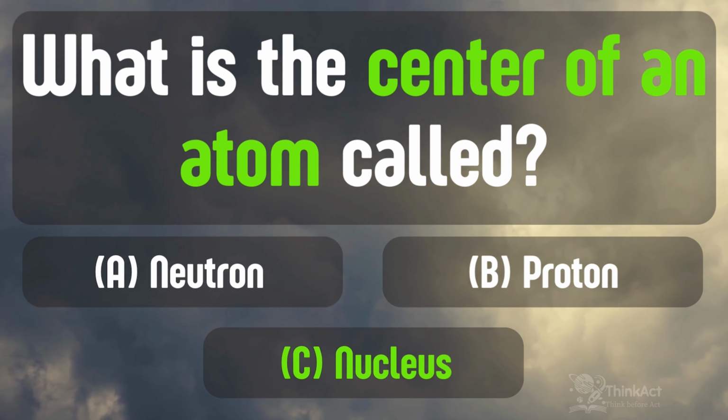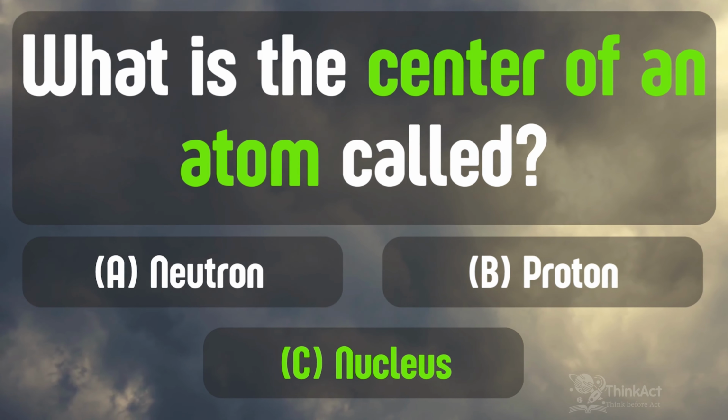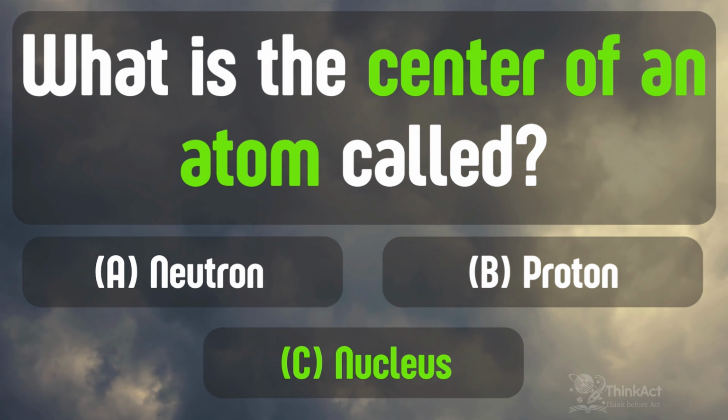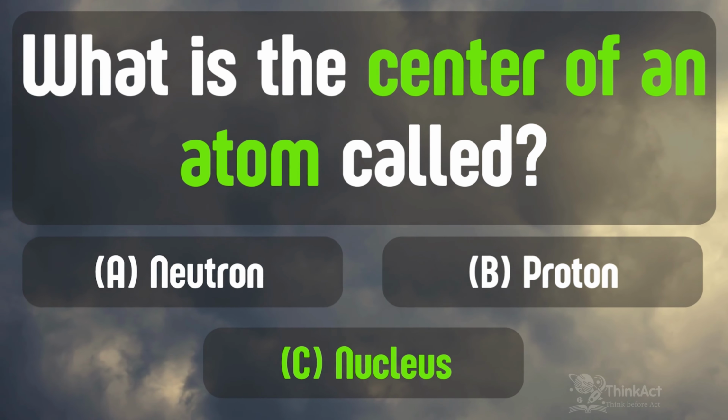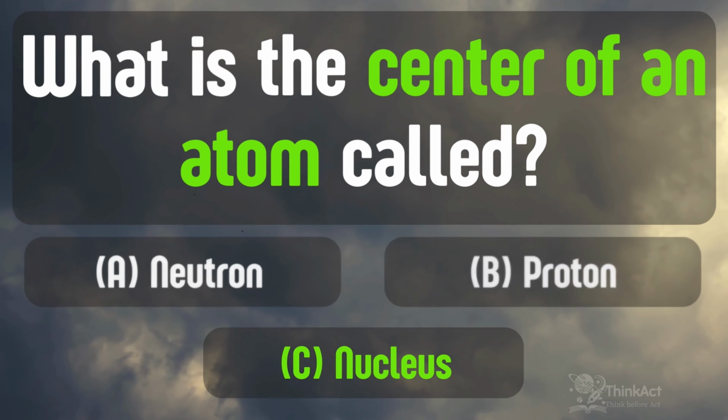Electron is a negatively charged species that revolves around the nucleus in fixed orbits. Proton is a positively charged species and neutron has no charge.